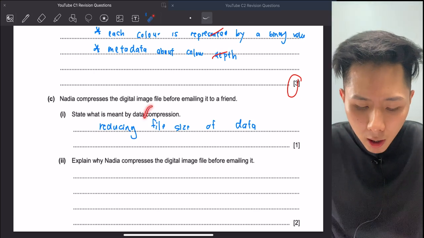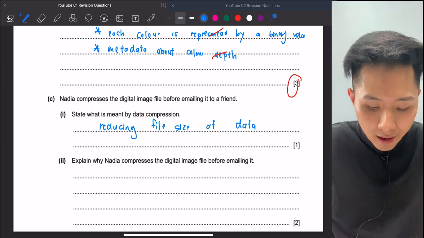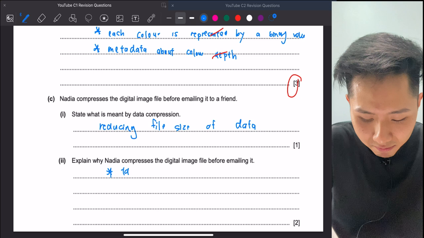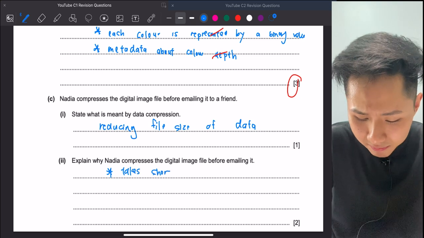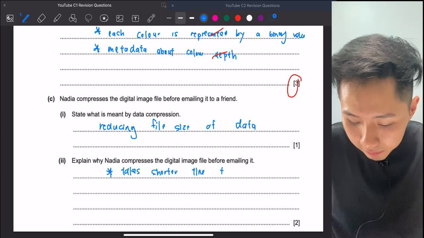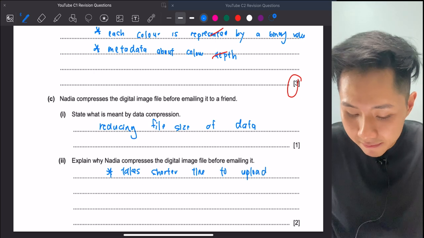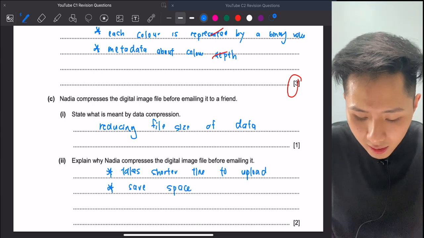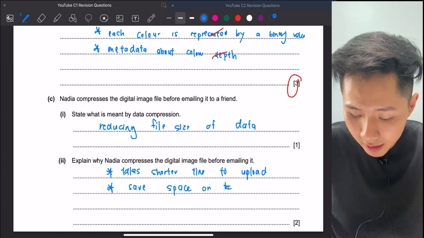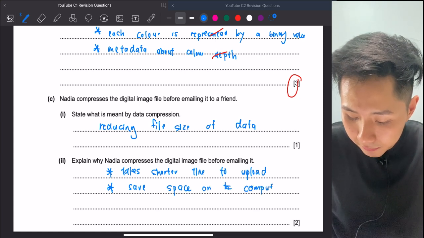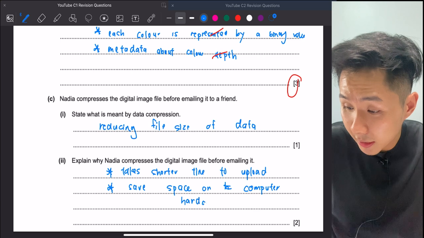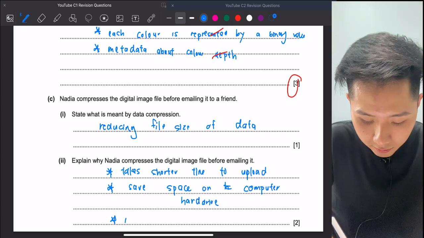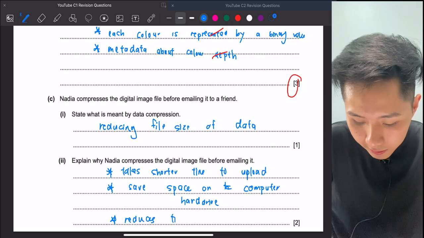Essentially, they are asking why reduce the file size. You can talk about something really common sense. For instance, it takes a shorter time to upload it, and it also saves space on the computer hard drive. Let me see what some of the answers are. Reduces time to send it.